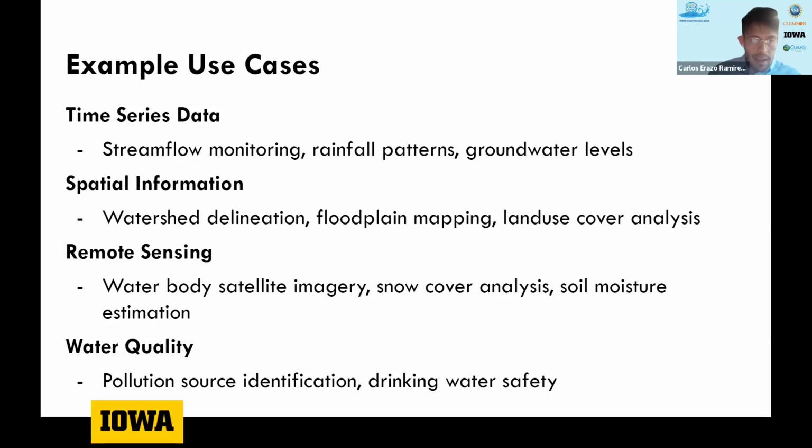Example use cases that I have in time series: streamflow monitoring, rainfall patterns, groundwater levels. For spatial information, watershed delineations. That's something that I remember from my courses, and we actually have a library that does watershed delineation, floodplain mappings, land use coverage analysis. From the remote sensing part, water body satellite imagery, snow cover analysis, soil moisture estimations, and the list goes on.